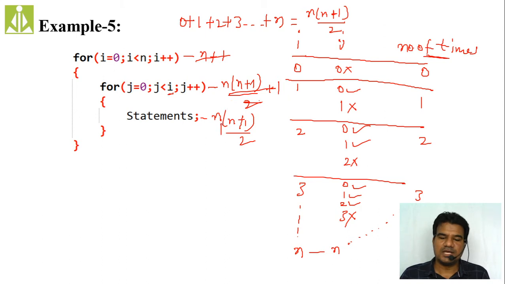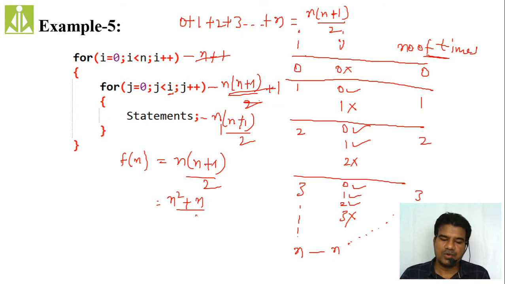So here n into n plus 1 by 2. Our function we can consider in that way: f of n equals n into n plus 1 divided by 2, and this will be elaborated as n square plus n divided by 2. So our order will become order of n square, like this, you remember.